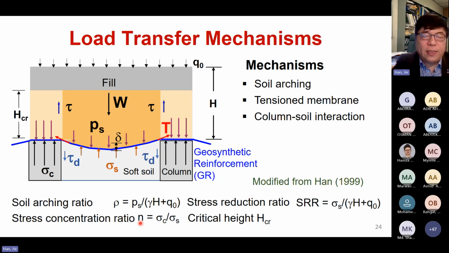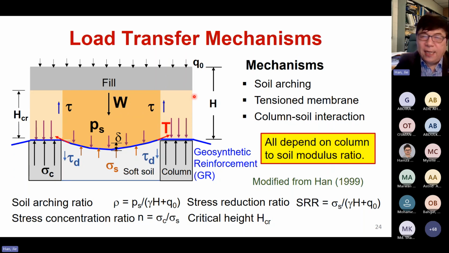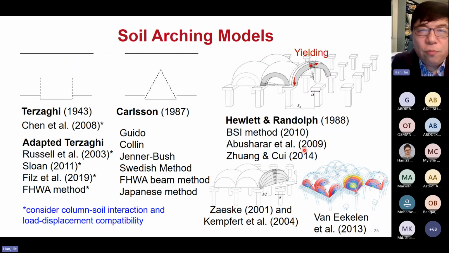There's another terminology called the stress concentration ratio. This terminology is very commonly used in ground improvement, basically to describe how much stress is concentrated on the column divided by the stress on the soil. Okay, that basically tries to see how the column really carries the load. Another parameter, as I mentioned earlier, is called the critical height. This is what we call the equal settlement plane. Above that, there will be no differential settlement. We need to control the critical height to be lower than the embankment height. Okay, keep in mind those terminologies, and I will come back to them later on. It all depends on the column-to-soil modulus ratio. In terms of soil arching models, many different models are available, proposed by different people.